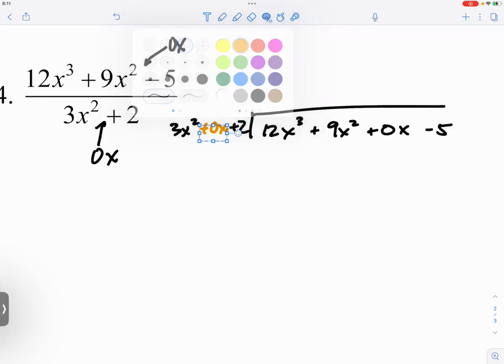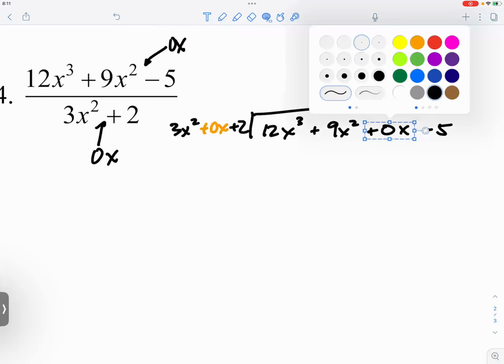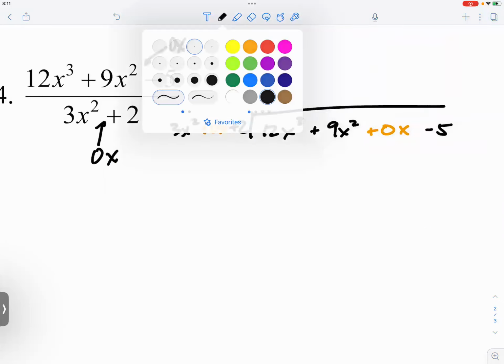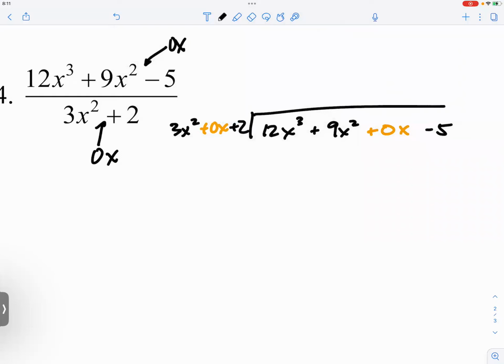Let me go ahead and make the missing term stand out so that when you go home and watch this video again, you'll be like, oh yeah, I recognize that the missing term is there. So we ask, same question, 3x squared times what gives you 12x cubed? 4x, right? And what you can see here is I also align my quotient to my dividend. Like if it's the same power, I try to align them together so that it's more organized.